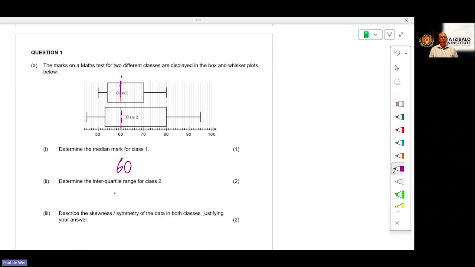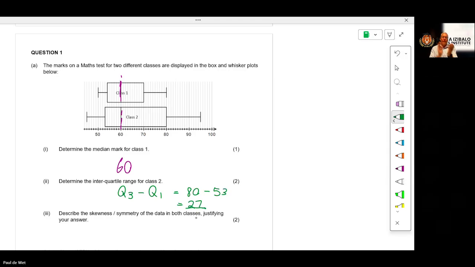The interquartile range for class two, right? So for class two, we talk about the interquartile range. Maybe you just want to pop your hand up and Ruth will come to you. There we go, you're on row two there. The interquartile range for this one: 80 minus 53. And what did you get? 27. Okay, well done.